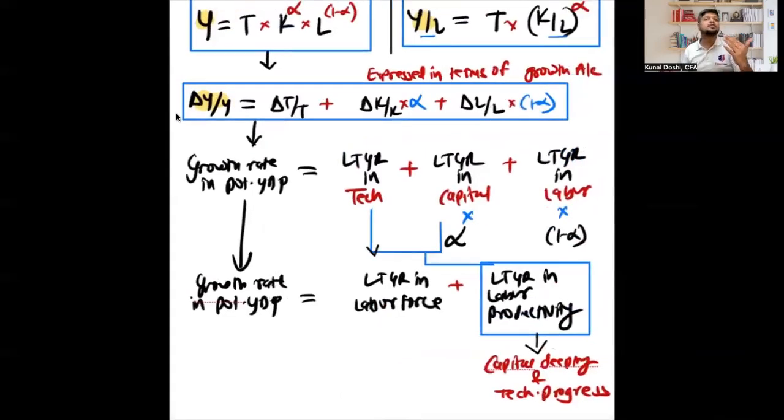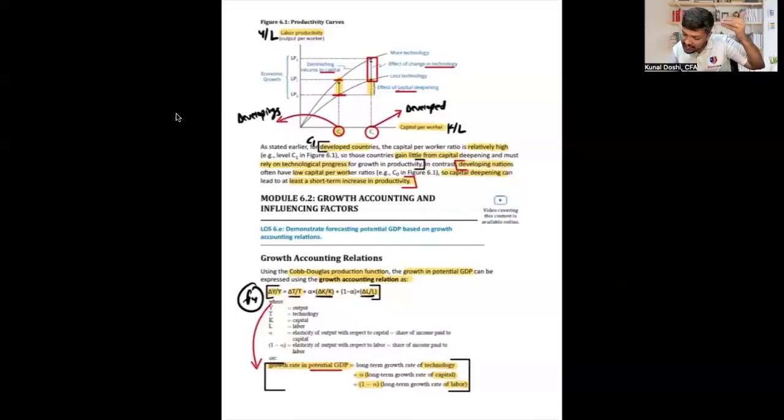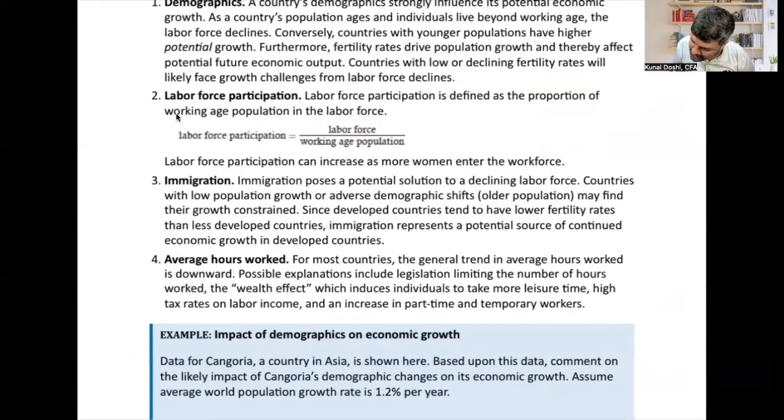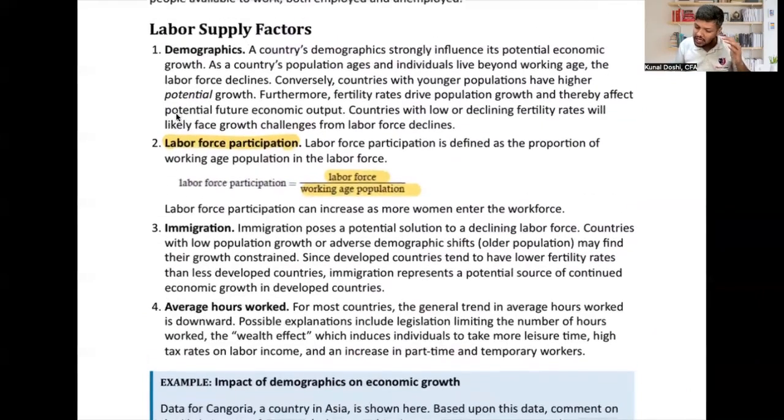The growth in labor force will happen if more people are working. Out of your working age population, let's say between 18 and 65, how many of them are actually in the job market? Whether they're employed or unemployed, that's a different story. How many of them are in the job market? That is called labor force participation rate. See, this is what labor force participation is: labor force out of the working age population.